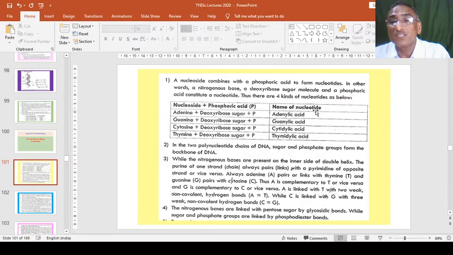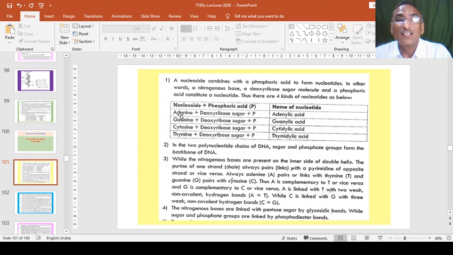And the names of the nucleotides. We have seen the nucleosides. Now these are nucleotides. If we add a phosphate to the sugar, it will form a nucleotide. Adenine plus deoxyribose sugar plus phosphate is adenylic acid. This is a nucleotide. Guanine plus deoxyribose sugar plus phosphate is guanylic acid. Cytosine plus deoxyribose sugar plus phosphate is cytidylic acid, and thymine plus deoxyribose sugar plus phosphate is thymidylic acid.